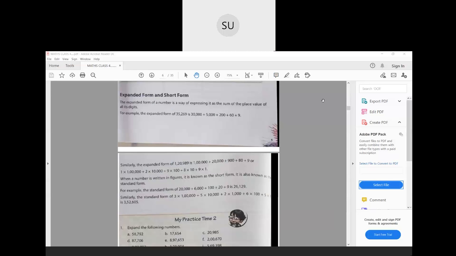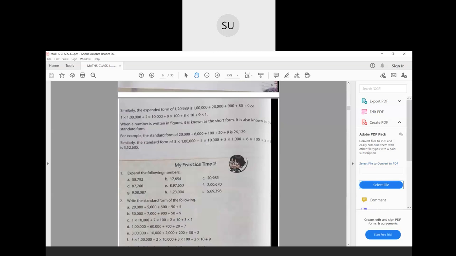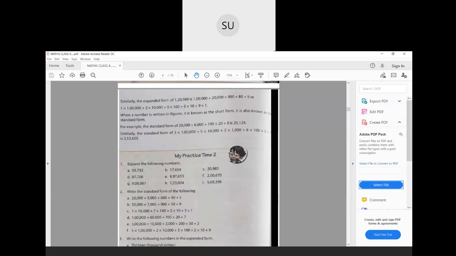On page number 5 in your textbooks, they've told expanded form of a number is a way of expressing it as the sum of the place value of all its digits. So here they've taken the example of 35,269: 30,000 plus 5,000 plus 200 plus 60 plus 9. Similarly, they've taken another example: 1 lakh plus 20,000 plus 900 plus 80 plus 9. So this number will be 1,20,989.